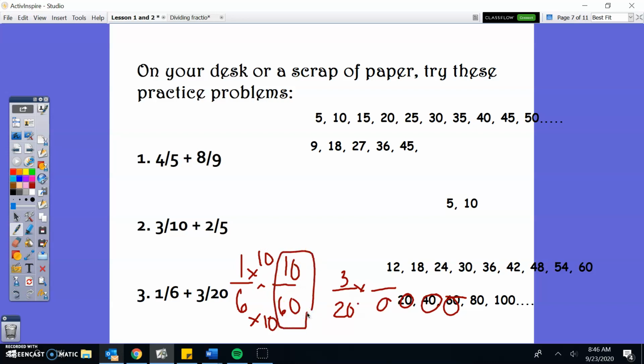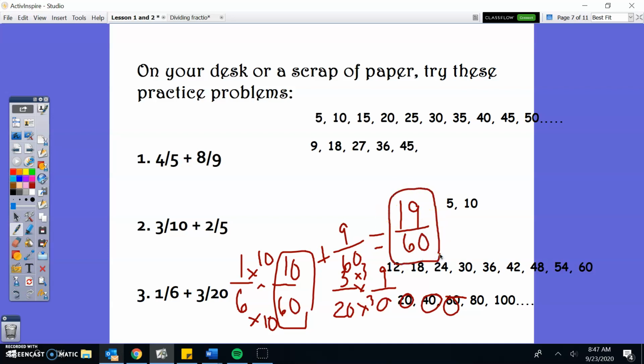3 and 20. 20 times 3 gets me 60. 3 times 3 gets me 9. So I'm taking 10/60 plus 9/60, which equals 19/60. I cannot simplify. That is my final answer, 19/60.